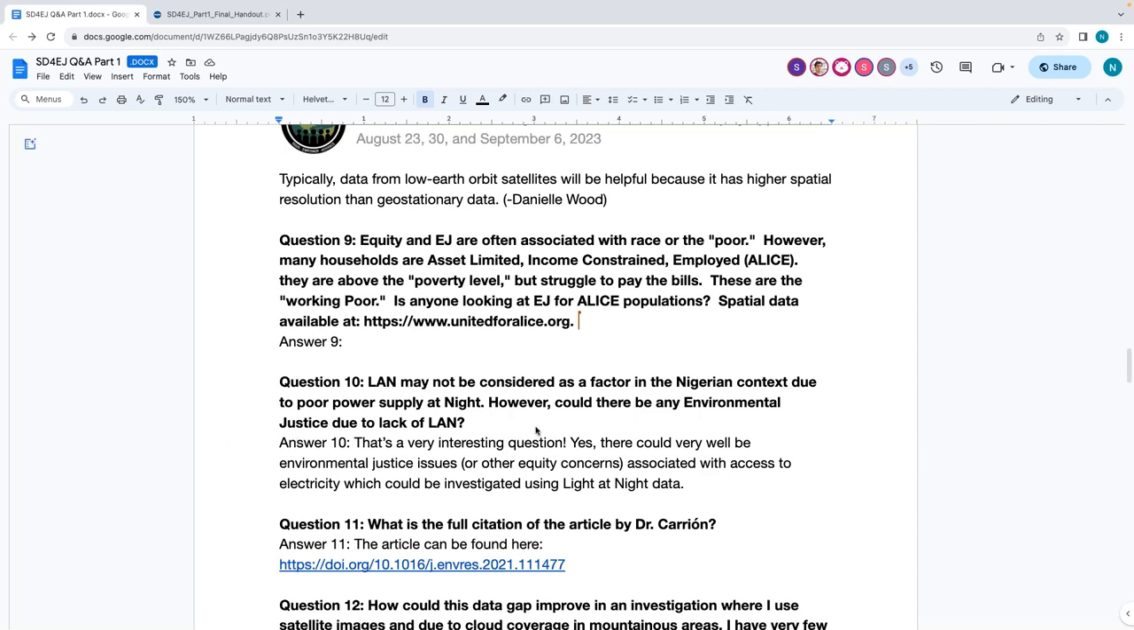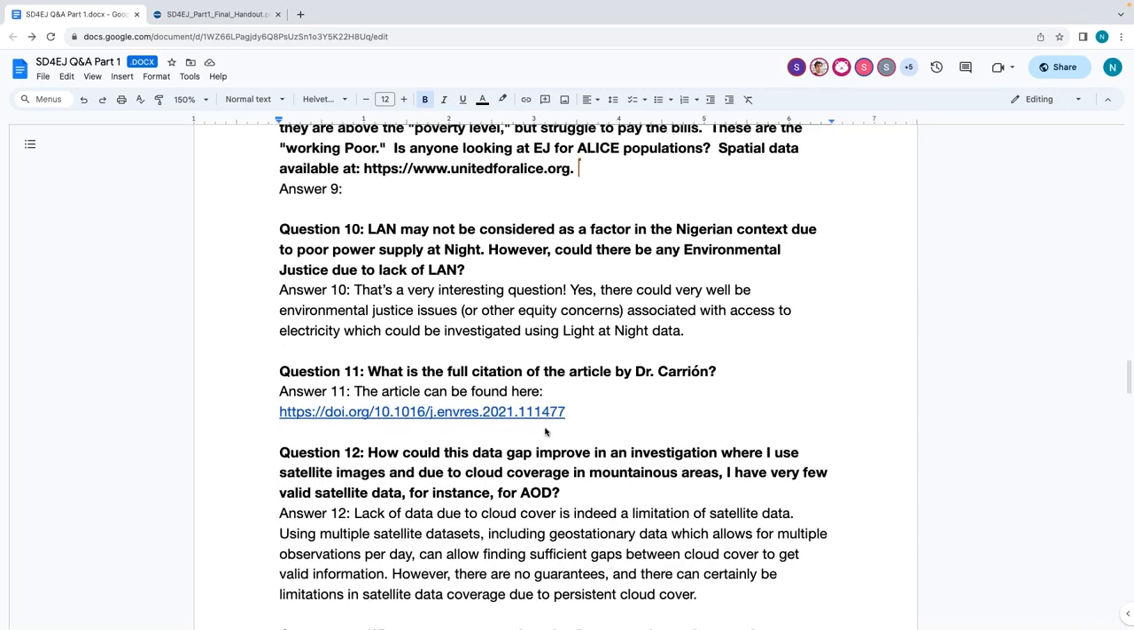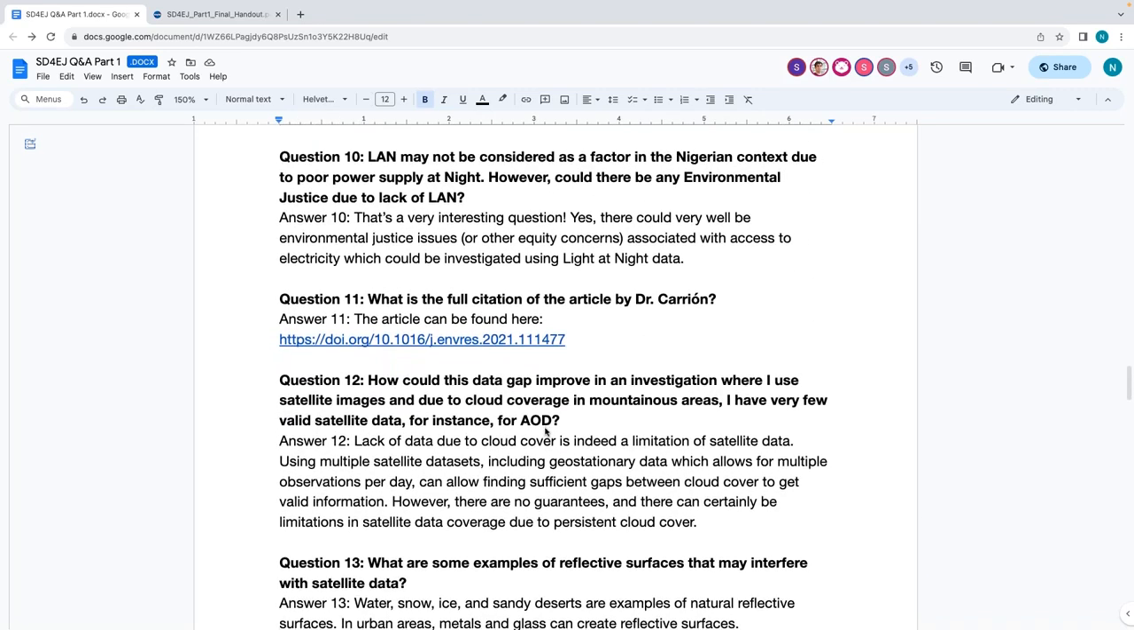Going on to the next question, light at night may not be considered a factor in the Nigerian context due to poor power supply at night. However, could there be any environmental justice due to lack of light at night, which is a really interesting question. I am not aware of any studies, but absolutely, I'm assuming lack of access to electricity could be investigated using that data. Nights lights have been used to analyze lack of electricity following disasters as well.